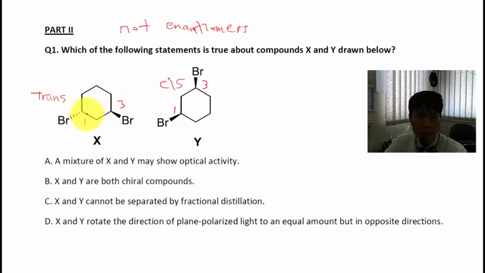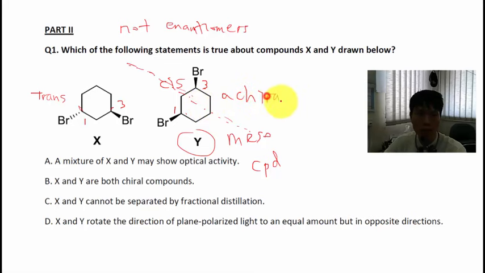And we know that these two are chiral centers. But for molecule Y, we notice that there's a plane of symmetry in here. Do you see the way I draw it? This dotted line, plane of symmetry. What does it mean? It means that although this molecule Y has chiral centers, there's a plane of symmetry inside the molecule, so it makes Y a meso compound. Meso compound means this is achiral, not chiral. But X is still chiral, because there isn't a plane of symmetry within molecule X.